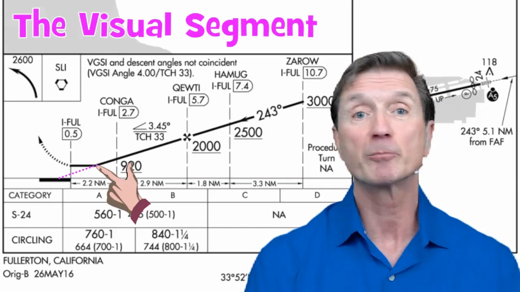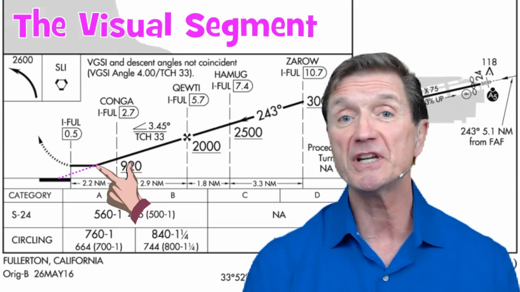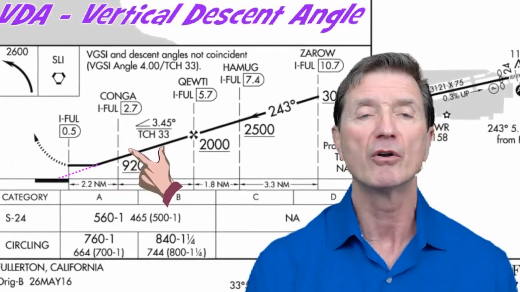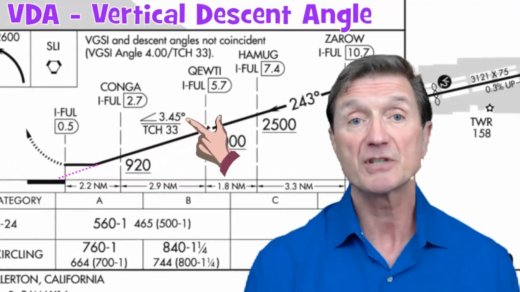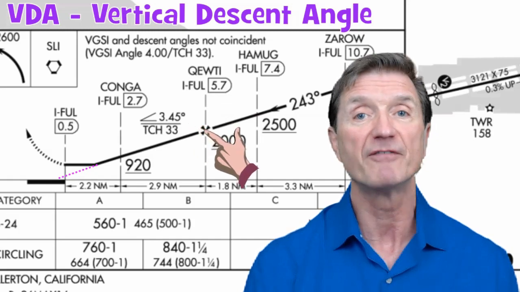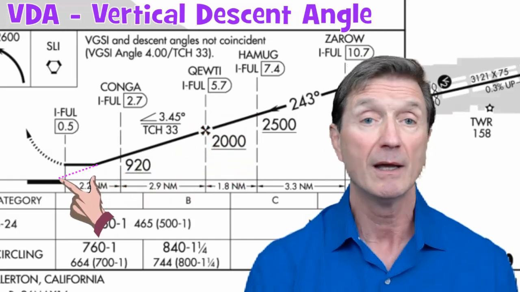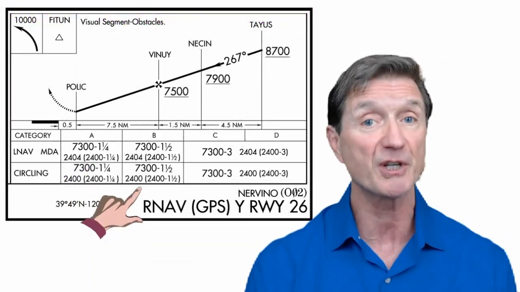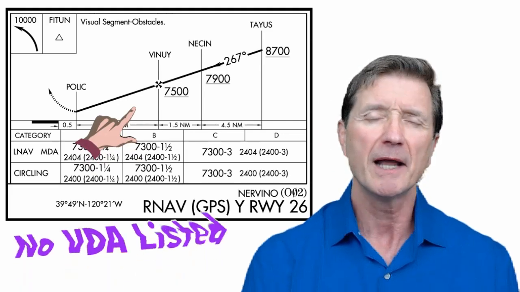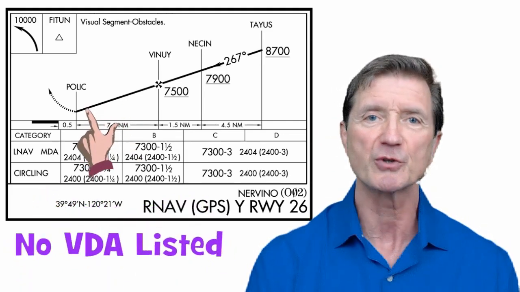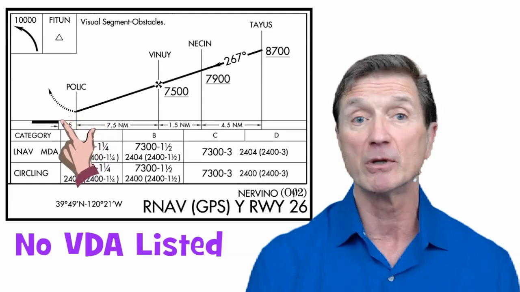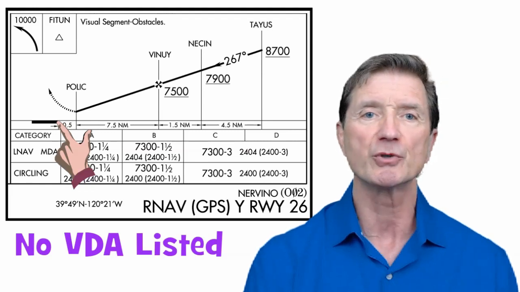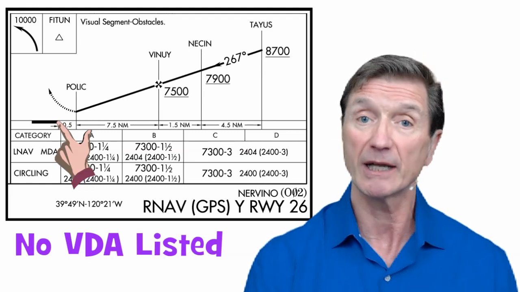For instance, the profile view of the Fullerton Localizer DME Runway 24 approach shows something known as a VDA, or vertical descent angle. And this is the projected angle that takes you from the final approach fix to a point on the runway. However, some approaches, such as the Nervino RNAV GPS Runway 26 approach, do not list a VDA. And that should immediately tell you that there are obstacles in the visual segment that could destabilize your approach, meaning that you might have to maneuver visually to avoid these obstacles during your descent to touchdown and landing.